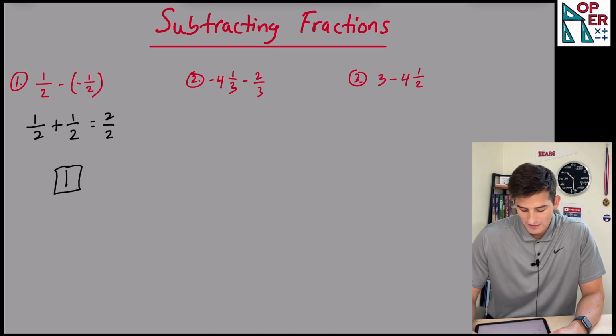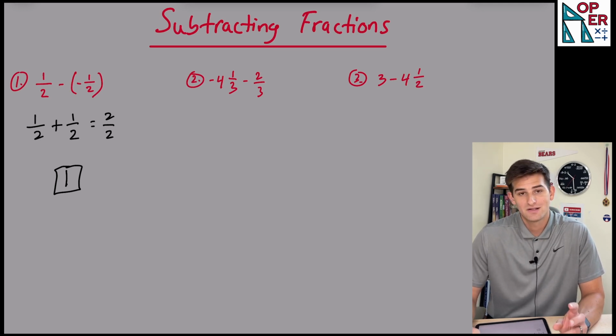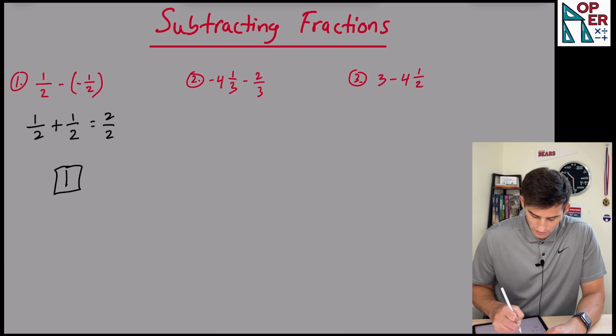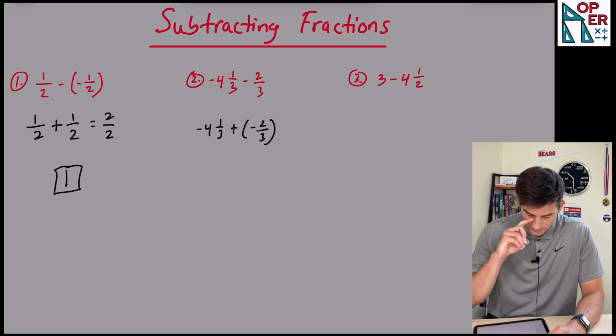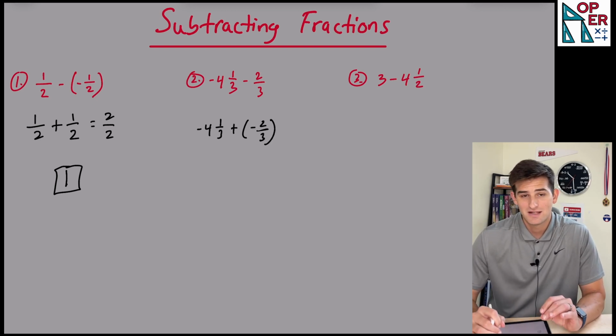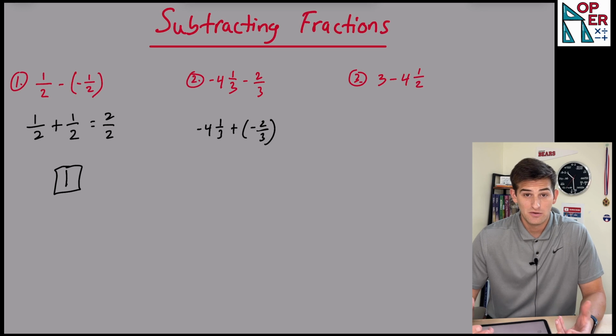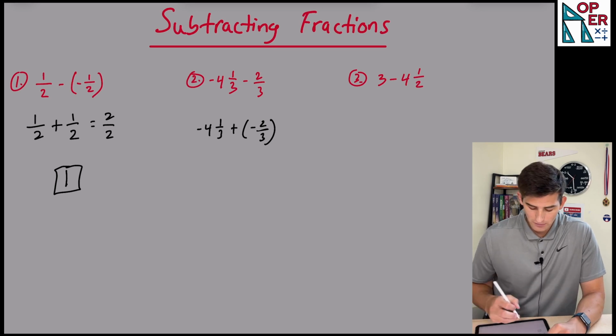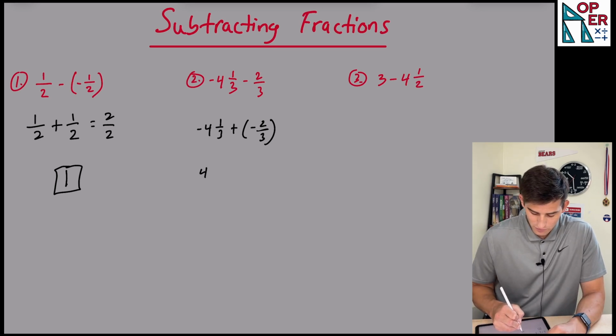All right, number 2, we have negative 4 1/3 minus 2/3. So same thing, we can do negative 4 1/3 plus, and we can do the opposite, so negative 2/3. So now we have the same signs, and now we can just add the absolute value of these terms. But we notice that the sign is negative on both. So we know our answer should be negative. But for right now, we could just look at this as 4 1/3 plus 2/3.